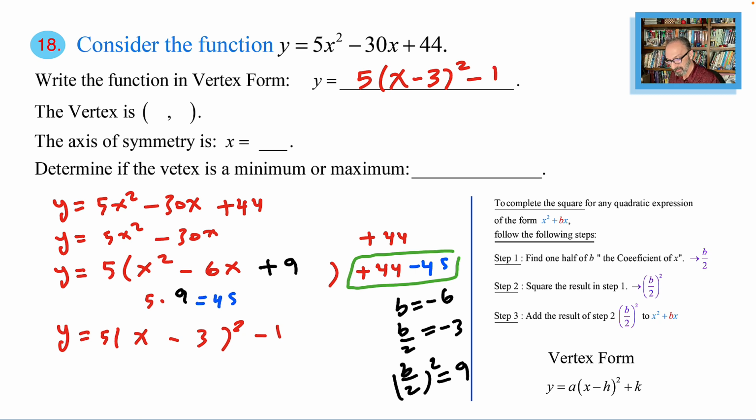Reading h and k for the vertex, h is 3 and k is negative 1. The axis of symmetry will be x equals h, which is x equals 3. And determine if the vertex is a minimum or maximum. We have a equals 5, which is positive. So the graph opens up. That means we do have a minimum, not a maximum. The vertex is a minimum point, not a maximum point. That should do it for number 18.